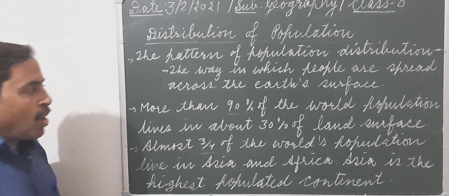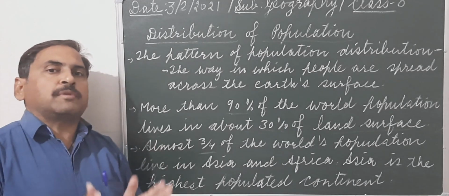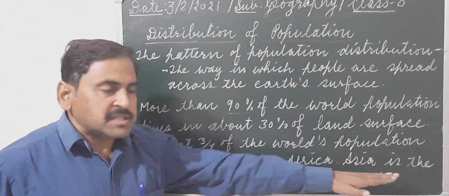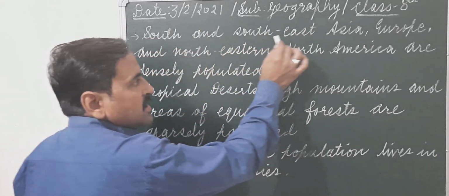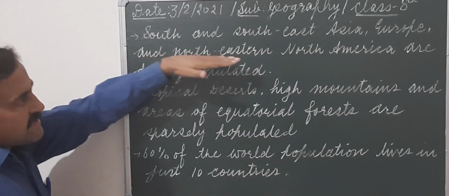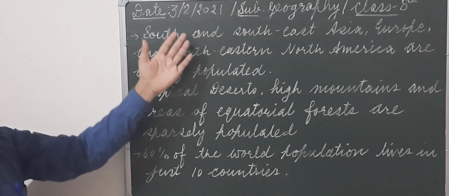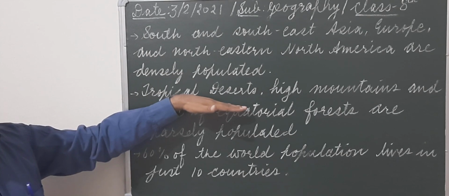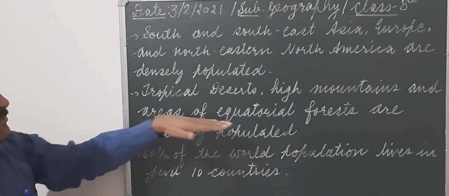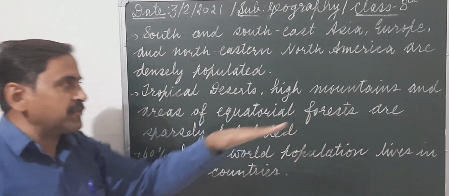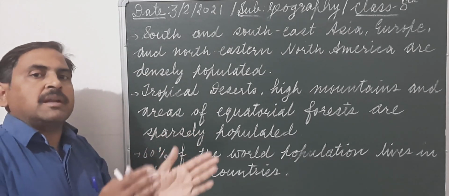Almost 3/4 of the world's population lives in Asia and Africa. So Asia and Africa are the most populated continents of the world. And Asia especially is the highest populated continent. South and Southeast Asia, Europe and northeastern North America are densely populated. So these all areas are crowded. But on the other hand, tropical deserts, for example the Sahara, the Thar Desert, high mountains like the Himalayan region, and the areas of equatorial forest like the Amazon rainforest are sparsely populated. So in these areas, the area is bigger compared to the number of people living there.